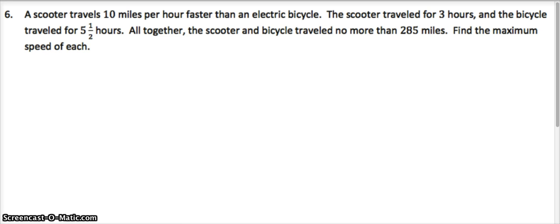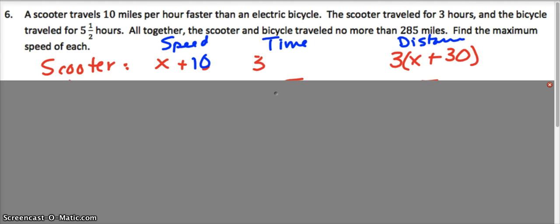Number 6, the scooter travels 10 miles per hour faster than an electric bicycle. The scooter travels for 3 hours and the bicycle travels for 5.5 hours. Altogether, the scooter and the bicycle travel no more than 285 miles. Find the maximum speed of each. Write the inequality, come back and check your work. All right, if we start with the scooter travels 10 miles faster than an electric bicycle. What we don't know is how fast the bicycle travels.